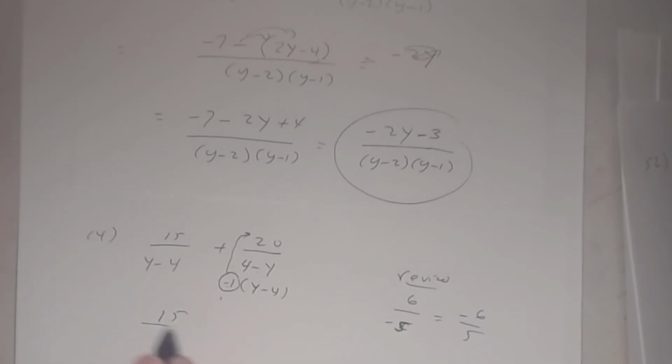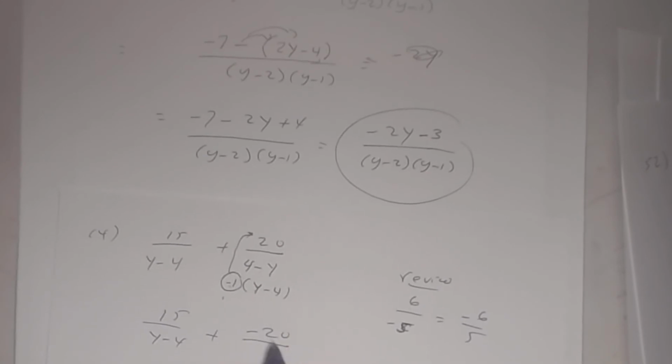Now I have 15 divided by y minus 4 plus a what? Negative 20 over y minus 4. So that's the way you want to write this. You want your LCD to be y minus 4. Okay?